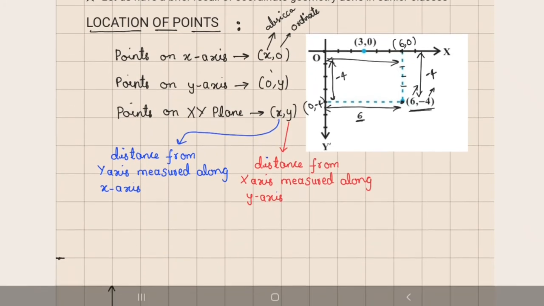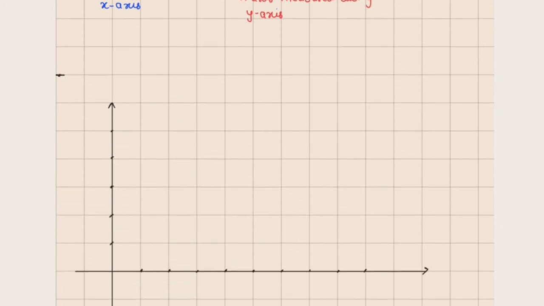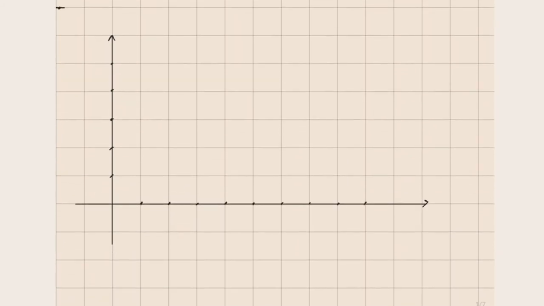Let's do a small exercise. See, this is x-axis, this is y-axis. Let's say we need to denote a point 1 comma 0. It's a point on x-axis. Let's say this one square box is 1 unit. So this will be 1 comma 0, this will be 2 comma 0, this will be 3 comma 0. Similarly, this will be 4 comma 0 and so on.